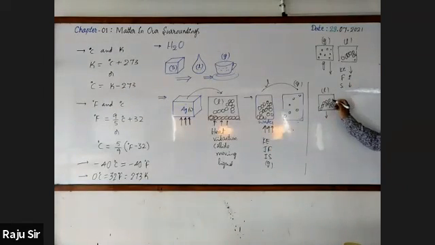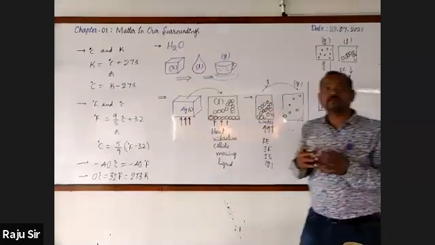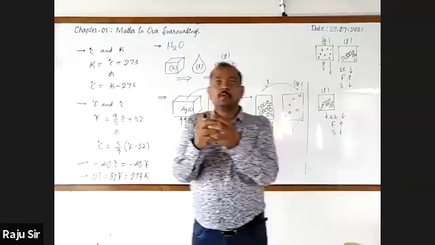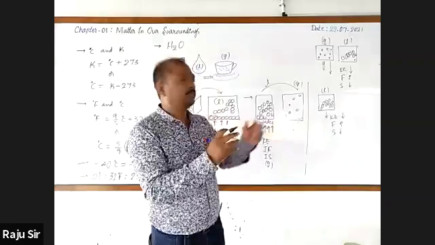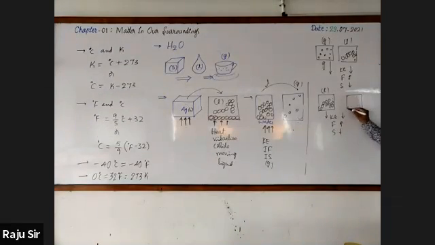Same thing. The kinetic energy of the particles of liquid decreases. Then intermolecular force increases, and intermolecular space decreases. The particles will come very close to each other. At one stage, these particles will become particles of solid. So this is how liquid is converted into solid. Clear? Next.